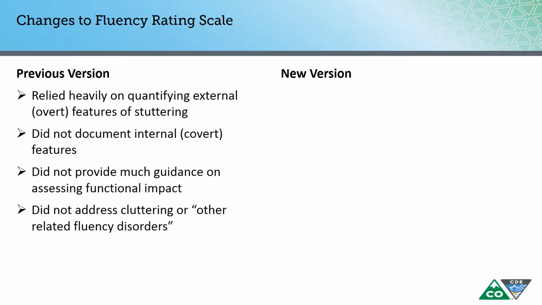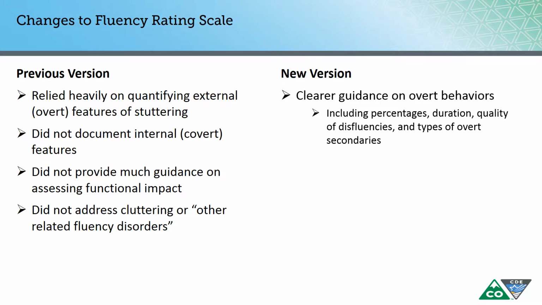Several changes were made to the Fluency Rating Scale. To begin with, the title was changed to Fluency to include stuttering, cluttering, and other speech-related disorders. Clearer guidance is provided on measuring and describing behaviors that are apparent to the listener. These are termed overt behaviors. These can include disfluencies, some types of secondary behaviors, and cluttering symptoms related to speech rate and intelligibility.